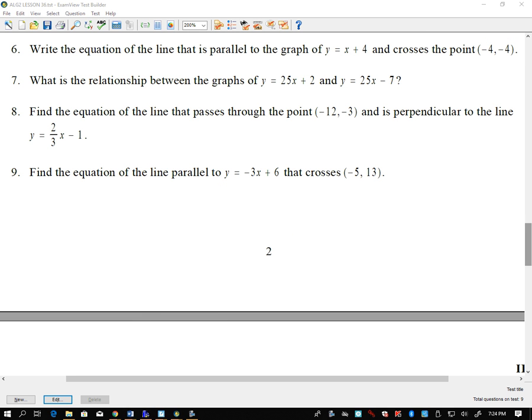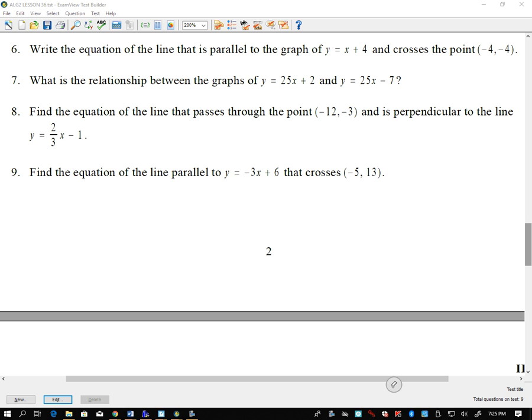All right, number 7, what's the relationship between the graphs of y equals 25x plus 2 and y equals 25x minus 7? Well, they have the same slope, so that ought to tell me something, but they do have different y-intercepts. Equations where the slope is the same, but the y-intercepts are different mean that those lines are parallel. They are parallel to each other. Okay, and that is because the y-intercepts are different, but the slope is the same.